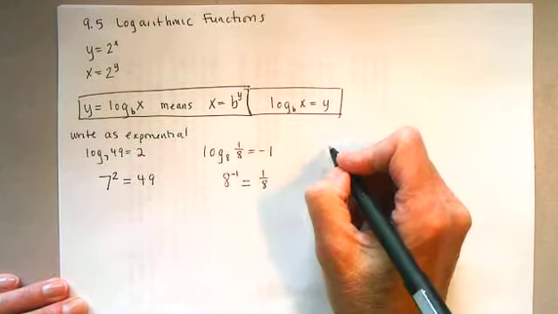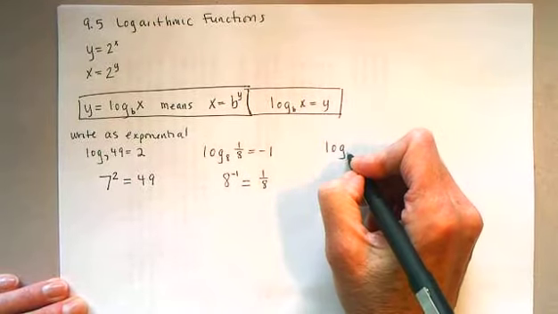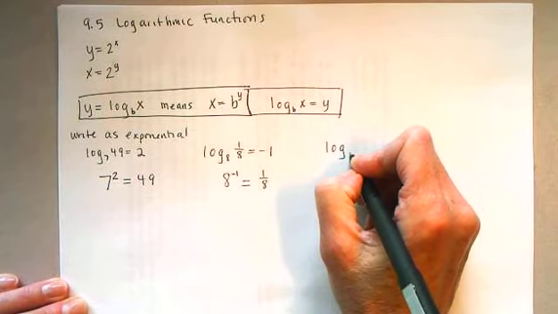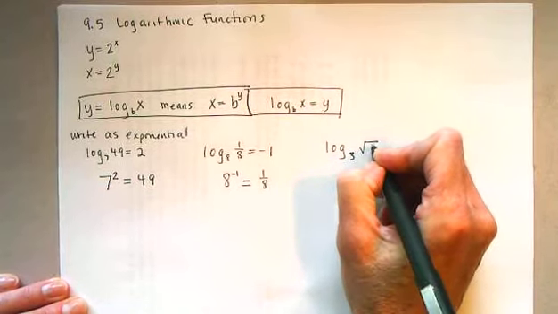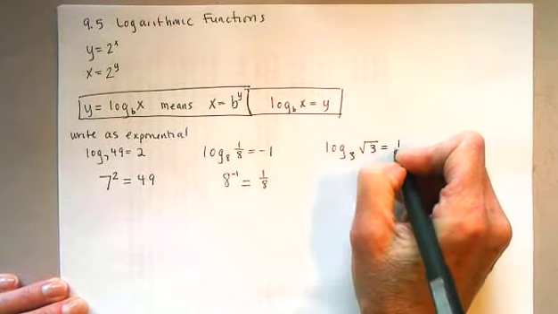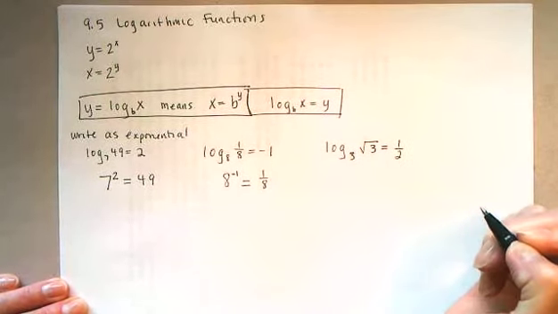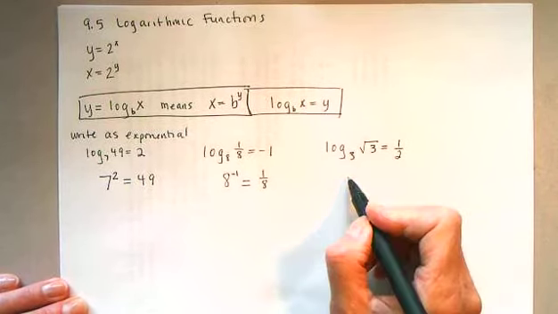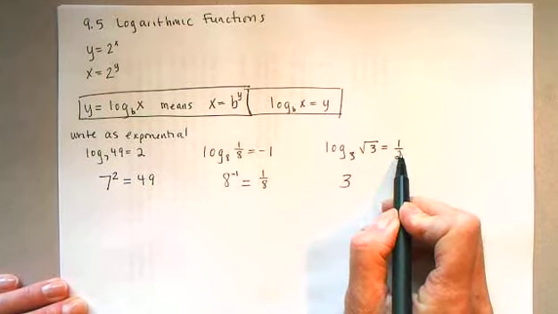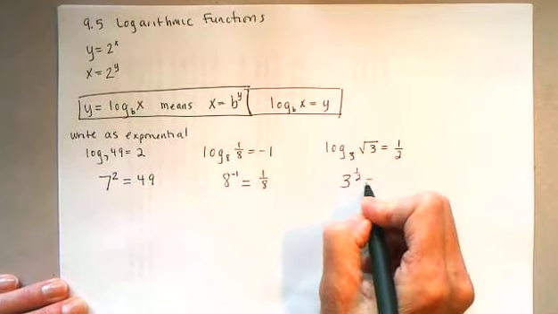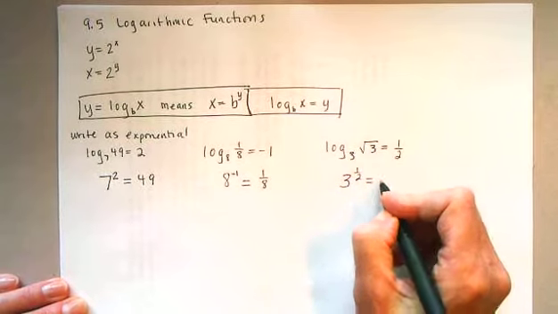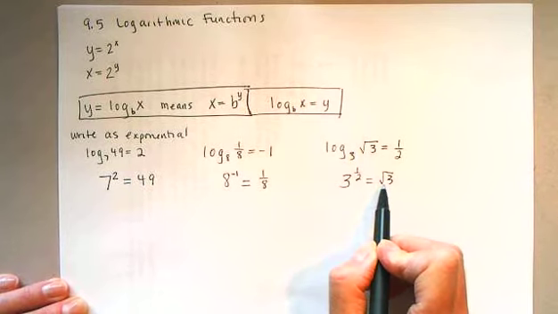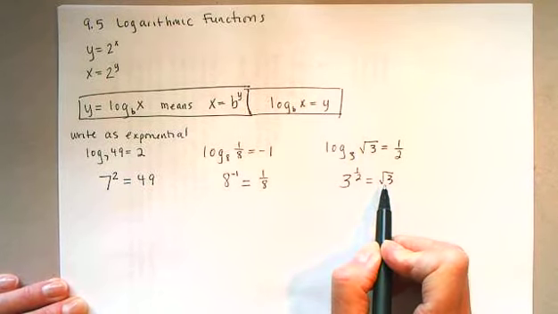Alright, let's do another one. How about if I said the log base 3 of the cube root of 3 is 1/2? In your minds you should know now, the base is the base of the log, the exponent is what it's equal to, and the answer is what you're taking the log of, so root 3. And look, we know that an exponent of 1/2 is the same as the square root, so we're good.